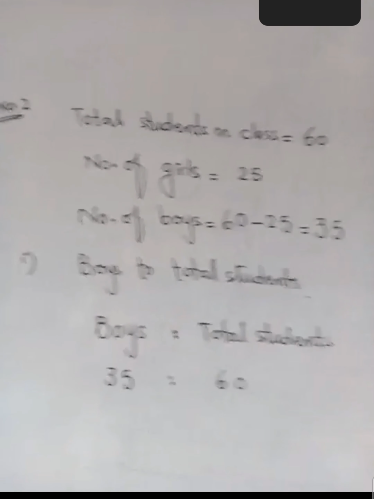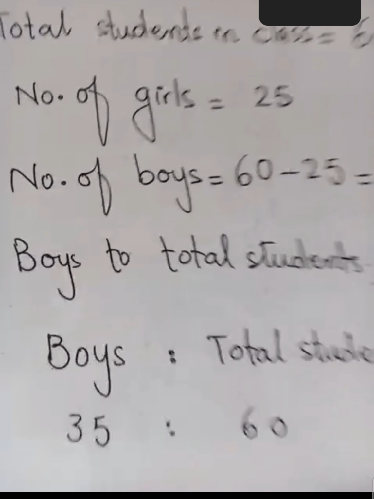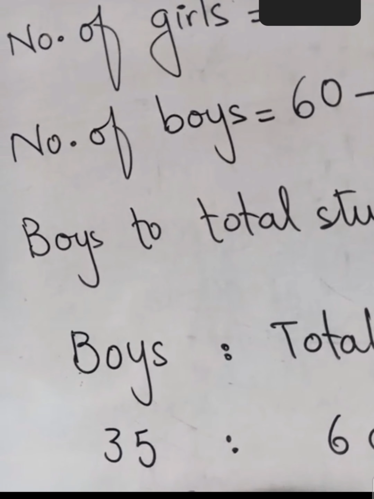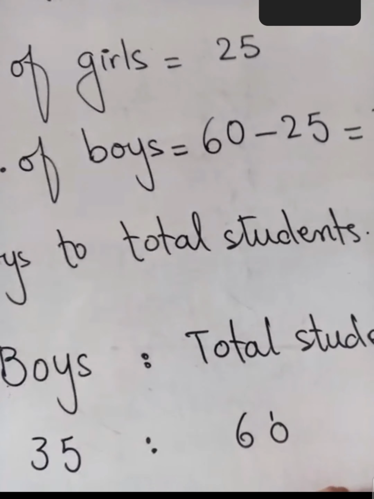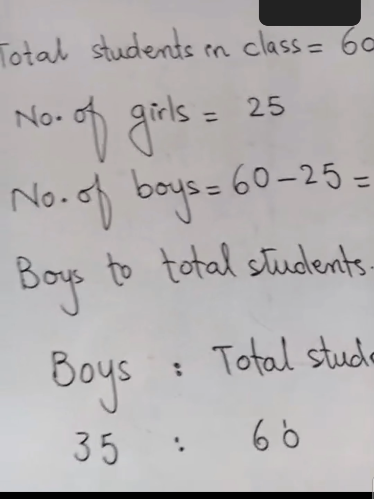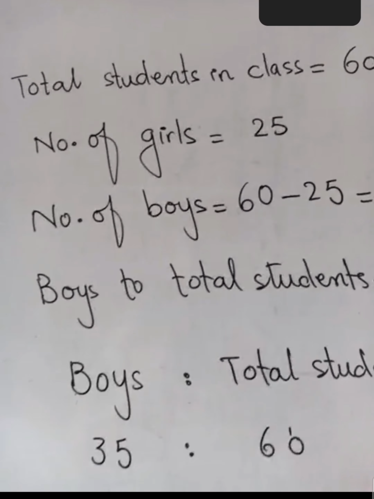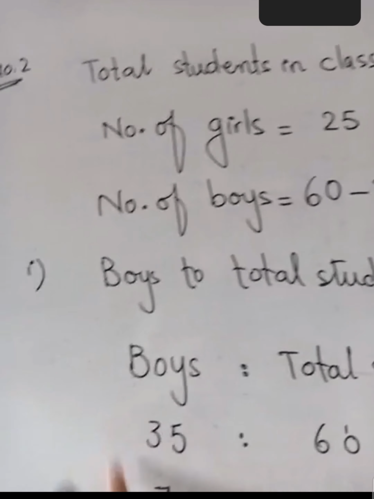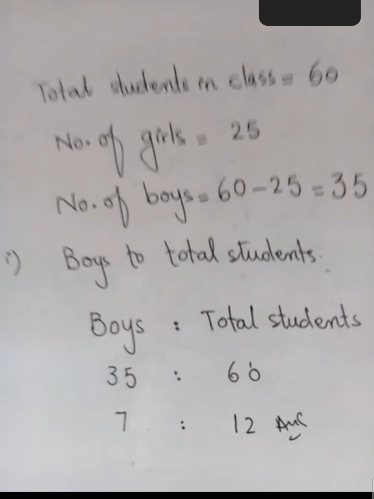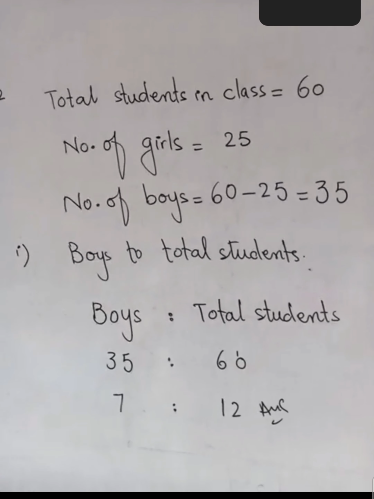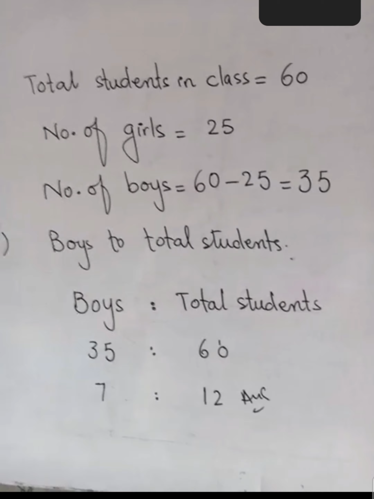Ratio means cancellation property of multiplication simply. Can we cut them by 5? Yes, ma'am. 5 sevens are 35, and 5 twelves are 60. 7 by 12. 7 ratio 12 is your simple answer. Don't mark the sign of equality while solving the ratios. Okay. Yes, ma'am.